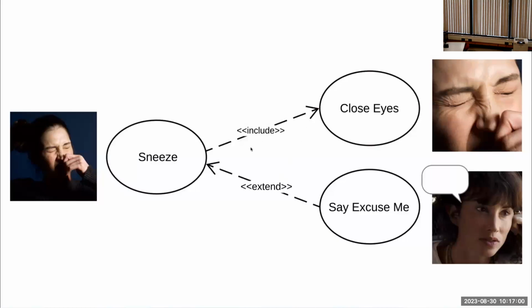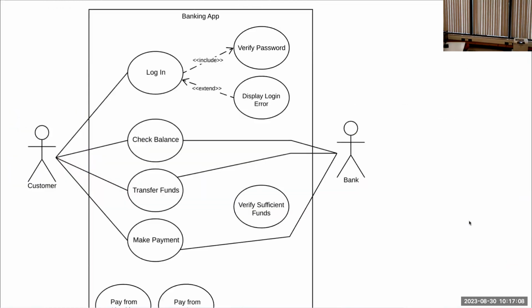Just remember that include happens every time, extend happens just sometimes, and don't forget that the arrows point in opposite directions. One quick thing to note is that multiple base use cases can point to the same included or extended use case. For example, both transfer funds and make payment are going to point to verify sufficient funds as an included use case. We want our banking app to make this check every time either of these base use cases occur. You don't need to duplicate the verify sufficient funds use case. The simpler your diagram, the better.